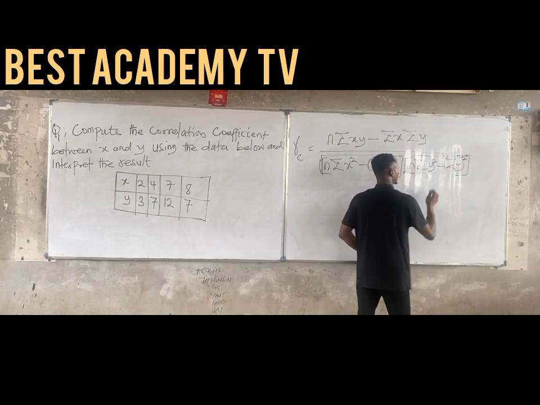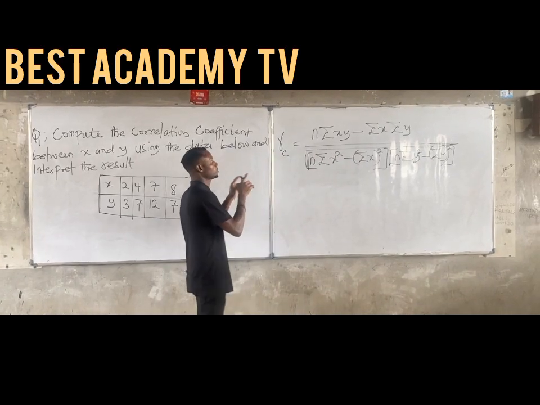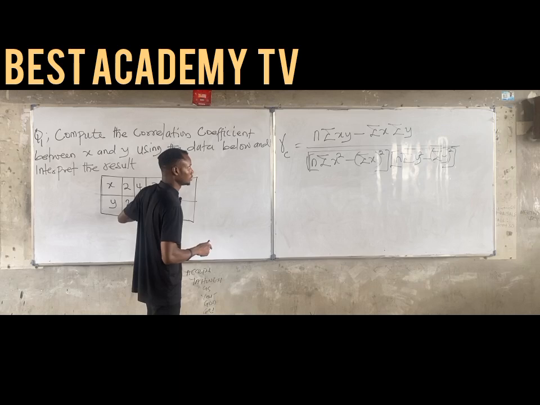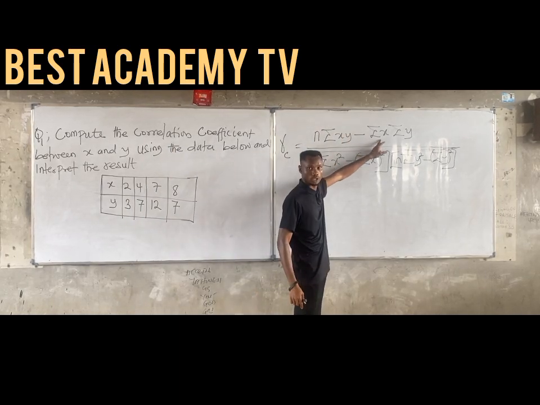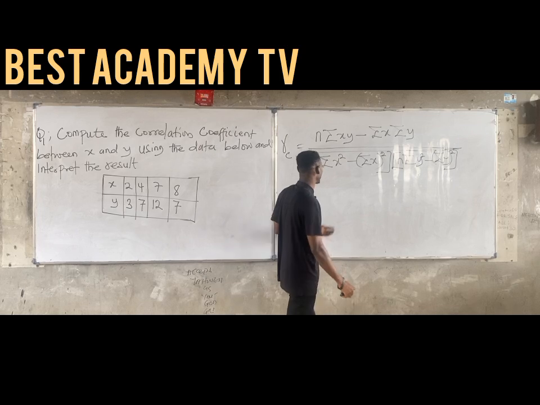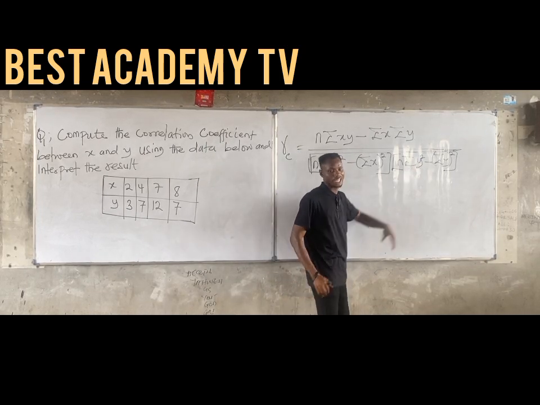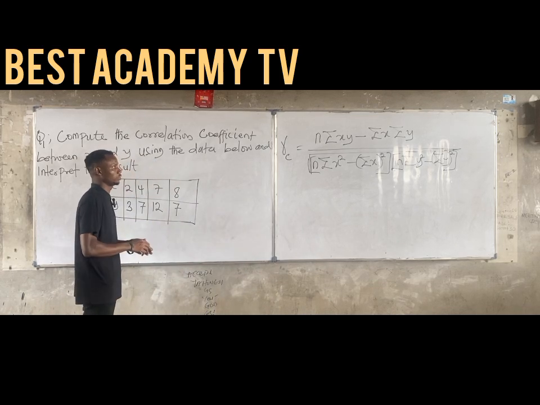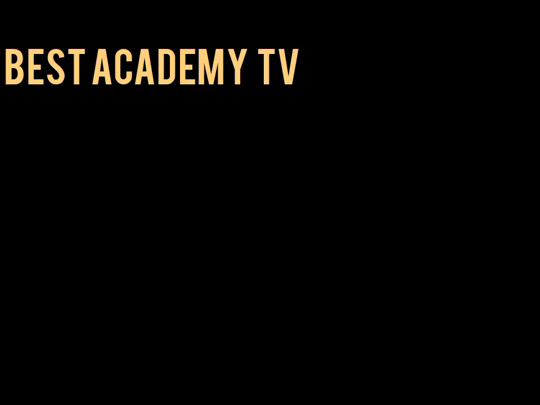Okay. Now from this particular formula, we can easily recreate this table. We have to get sum of xy, sum of x, sum of y, and also we have to get sum of x squared and sum of y squared. So now let's try to recreate this particular table to get all the values and replace into that formula. Okay, let's do that, please.